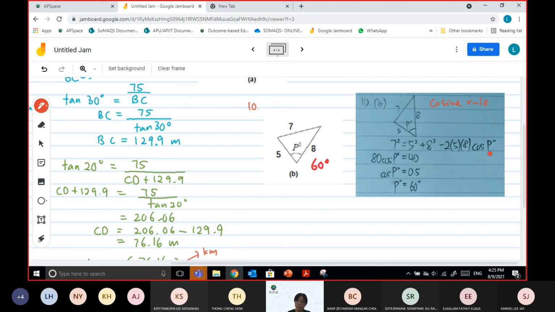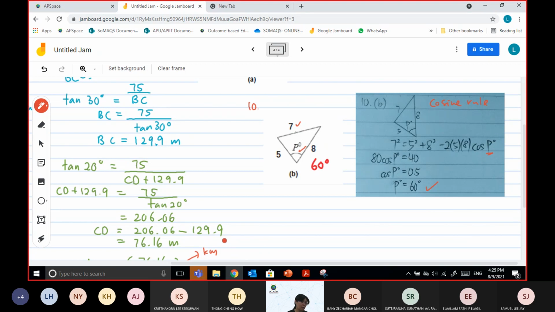Okay, so we need to find P. This is the angle we need to find, and we have all the lengths of the sides. The corresponding side for P is 7. So 7 squared equals 5 squared plus 8 squared minus 2 times 5 times 8 cos P. You need to solve this for P, and he managed to solve it as 60. Yes, correct.